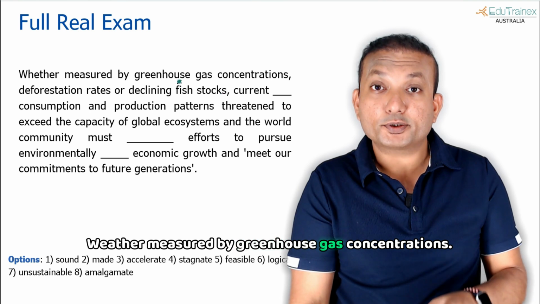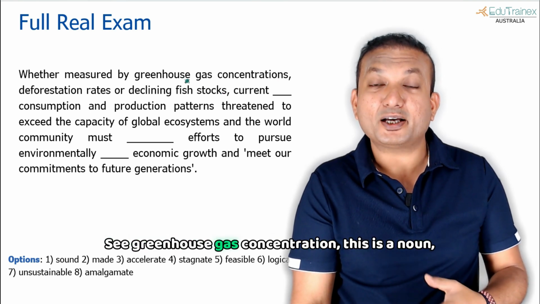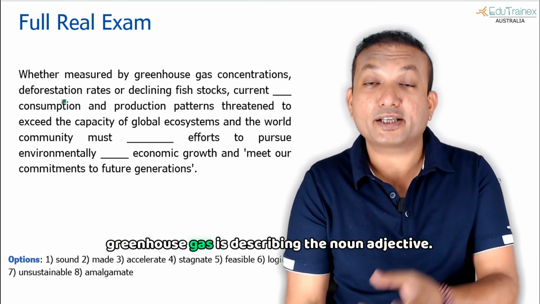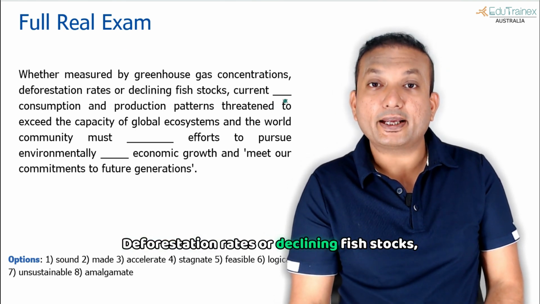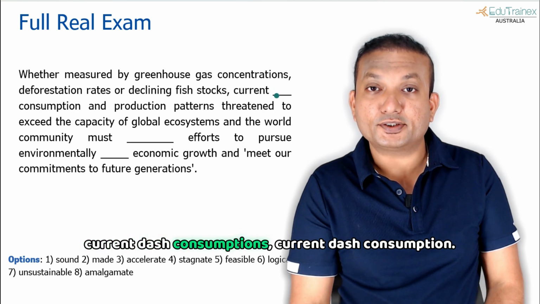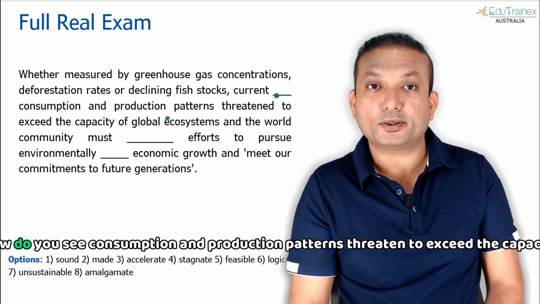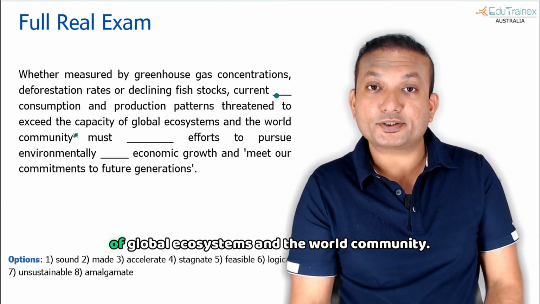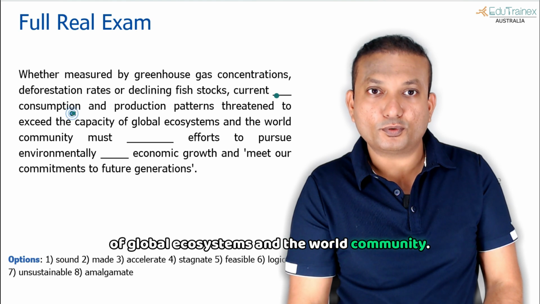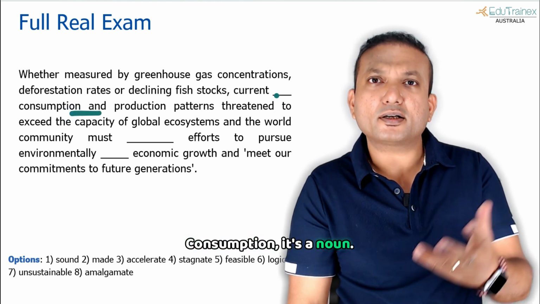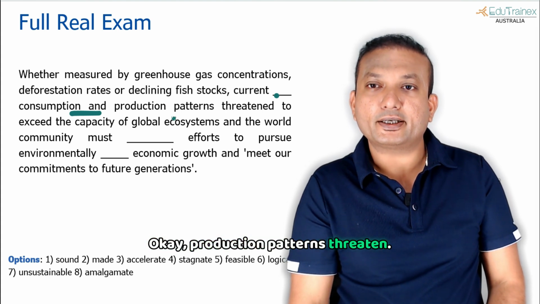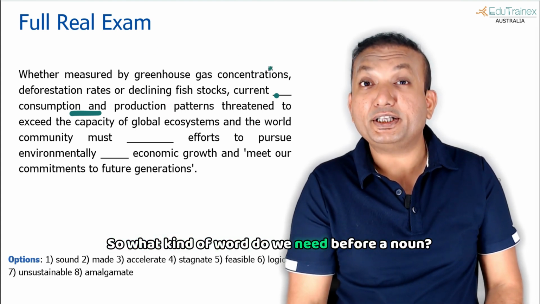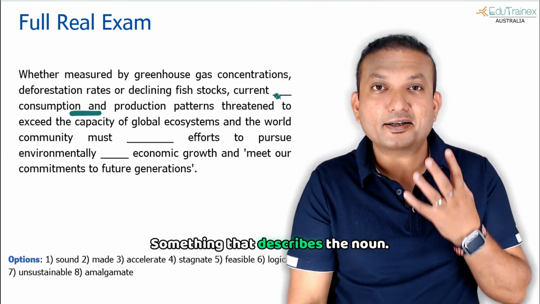Whether measured by greenhouse gas concentrations. See, greenhouse gas concentration, this is a noun. Greenhouse gas is describing the noun. Adjective. Deforestation rates or declining fish stocks. Current dash consumption. Now, do you see? Consumption and production patterns threaten to exceed the capacity of global ecosystems and the world community. Consumption is a noun. Production is a noun. Production patterns threaten. So what kind of word do we need before a noun? Something that describes the noun.